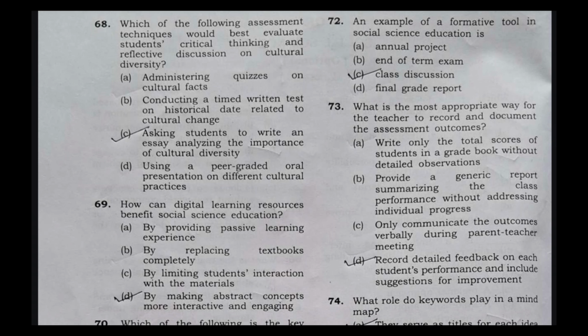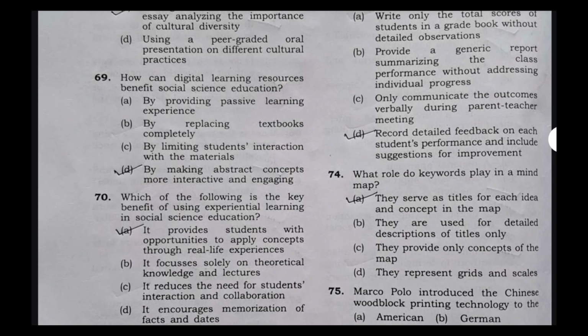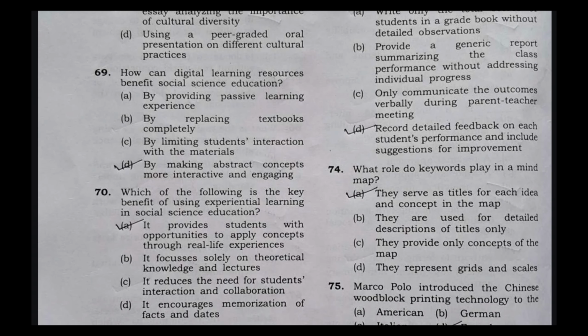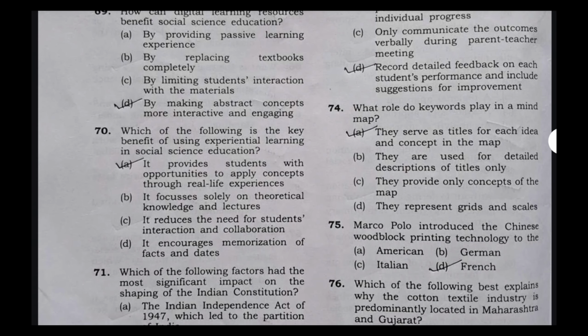73. What is the most appropriate way for the teacher to record and document the assessment outcomes? The answer is option D, record detailed feedback on each student's performance and include suggestions for improvement. Number 74. What role do keywords play in a mind map? The answer is option A. They serve as titles for each idea and concept in the map.